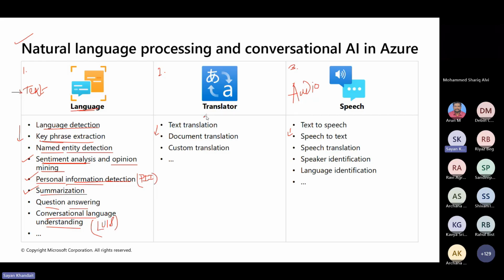Next, we have the translator service, using which you can perform text translation. You can perform translation on an entire piece of document. And for languages that are not supported by the translator service, you can always use custom translation.